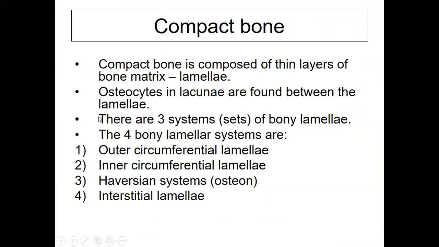There are three systems, or sets, of bone lamellae. They are the outer circumferential lamella and the inner circumferential lamella, which are considered as one system, just the location is different, outer and inner. Then we have the Haversian system, also known as the osteon, and the last one is the interstitial lamella.